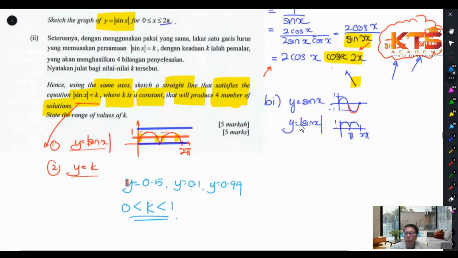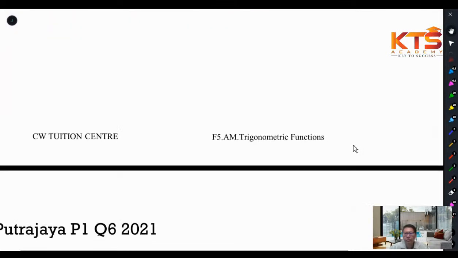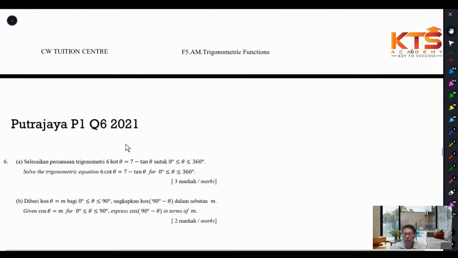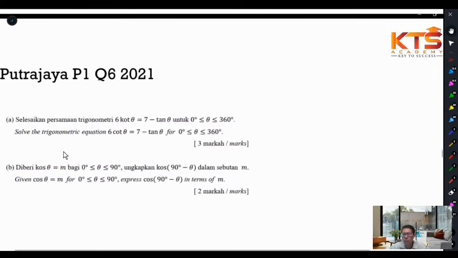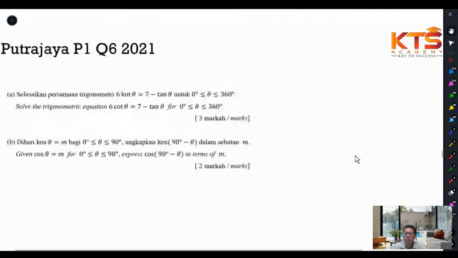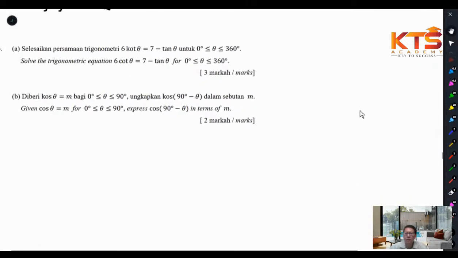Okay, let's continue with the next one. What question is this? Putrajaya. I choose Putrajaya. Selesaikan persamaan trigonometri ini. Now why do I choose this one? Because tangent and cotangent look totally irrelevant, totally not related.